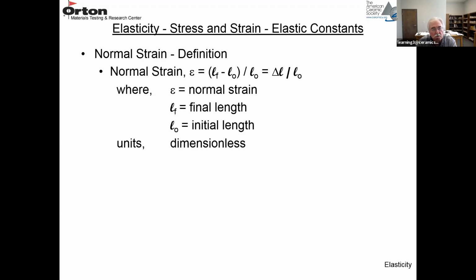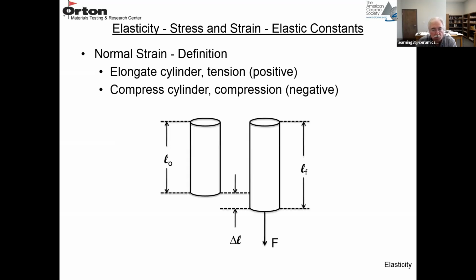Associated with a normal stress is a normal strain. The normal strain is epsilon, which equals delta L over L0. So it's the change in length over the initial length: LF, the final length, minus L0, the initial length, divided by L0. It's a dimension over dimension, so it has no units. And the strains in brittle materials, like refractories, are quite small.